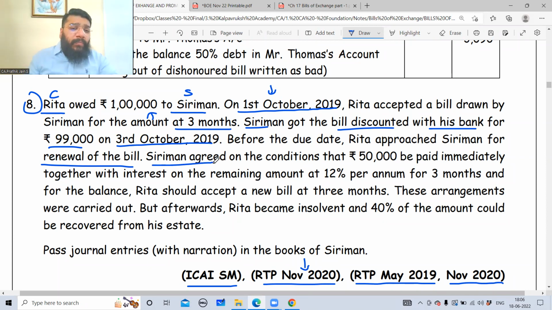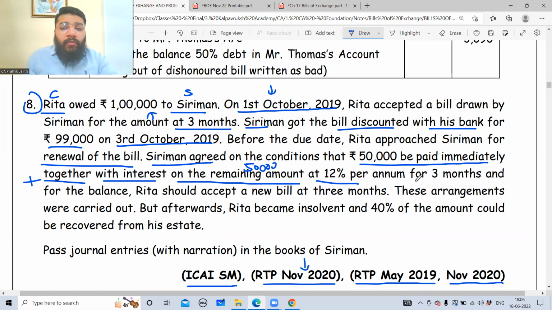Siri agreed on the condition that 50,000 be paid immediately, together with interest. Out of 1 lakh, pay me 50,000 plus interest. And on the remaining amount of 50,000 rupees, you have to pay me 12% per annum for 3 months. So 3 months is the extended credit period. Rita accepted a new bill for 3 months. These arrangements were carried out, so renewal of the bill happened.